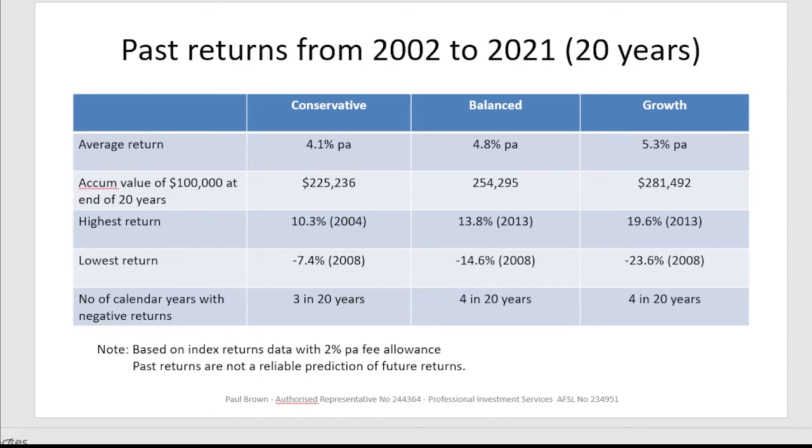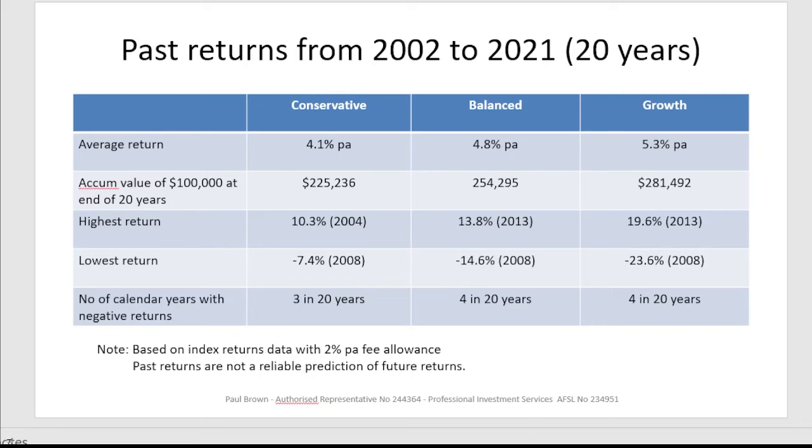And the accumulated value of $100,000 over 20 years would be conservative $225,000, balanced $254,000, and growth $281,000. So you get what we expect, which is the higher level of risk or allocation to growth assets, the higher the level of return.